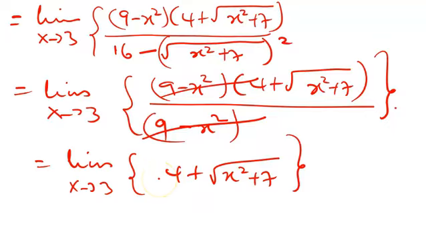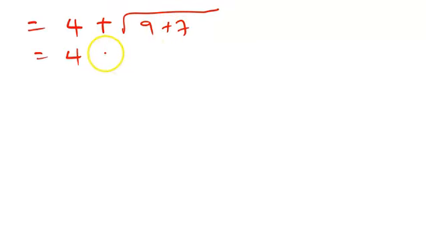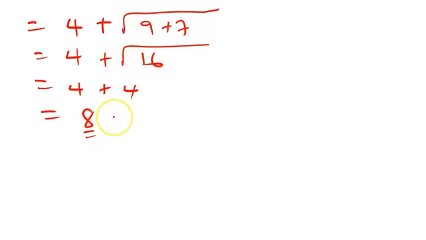At this point we cannot go beyond, so we just substitute x is equal to 3. 4 plus the square root of 3 squared plus 7. 4 plus the square root of 3 squared is 9, plus 7. 4 plus the square root of 16, which is 4, so we have 8.